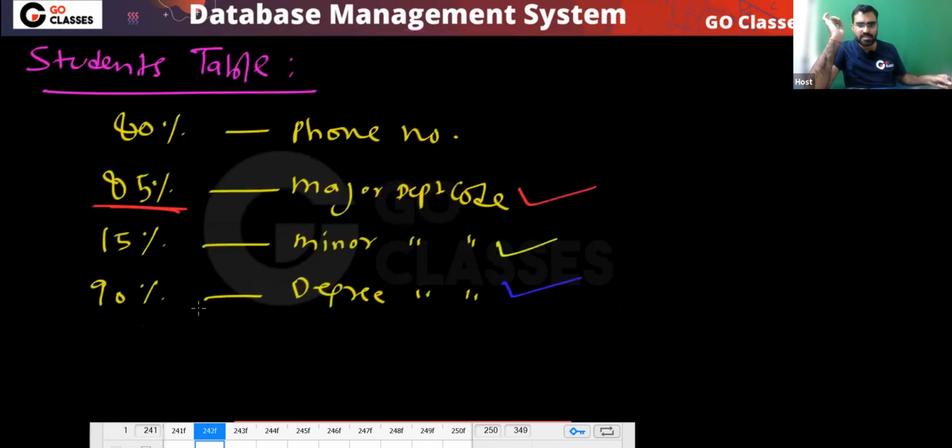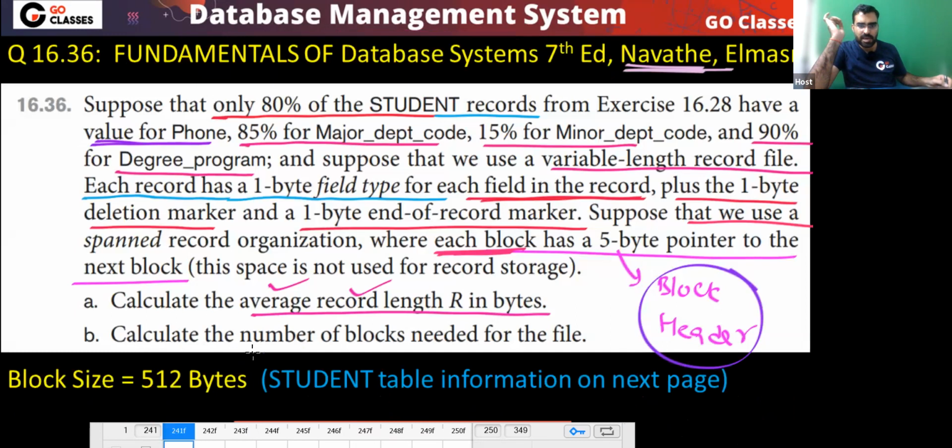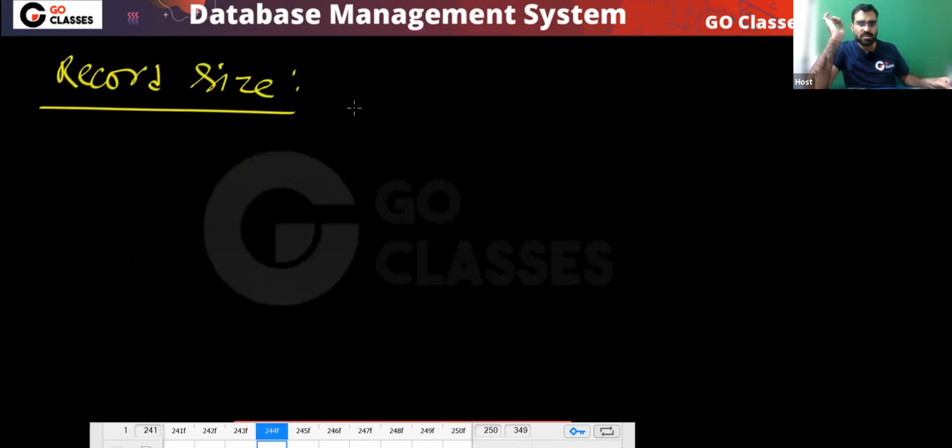Okay, so that's it. So finally, next, calculate the number of blocks needed for the file. What is the number of blocks needed for the file? This you can calculate. Previous slide, calculate.